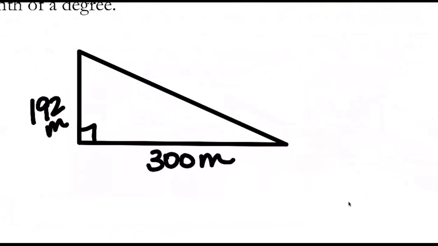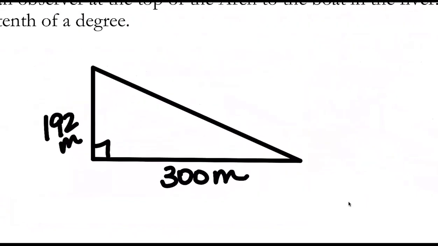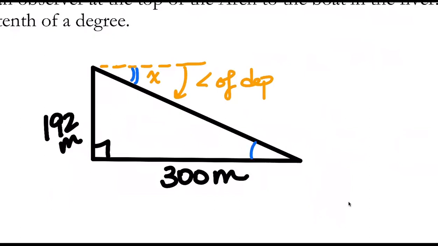Okay, so I'm going to draw that over here. I'm going to extend this out because, again, an angle of depression has to be measured from the horizontal. And that's the angle that we're looking for. Now, again, we talked about how the angle of depression and angle of elevation are the same. So those alternate interior angles are the same, which means you can really just find the angle of elevation of someone who's in the boat looking up at the top of the arch.